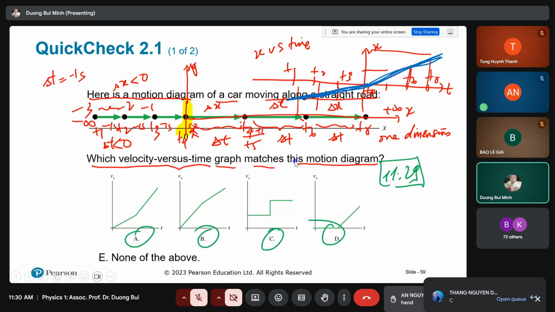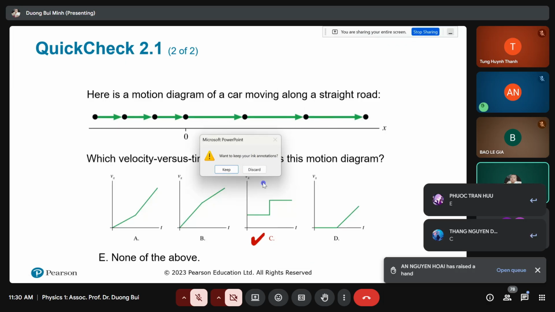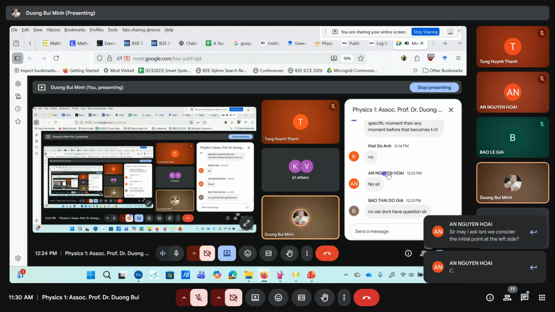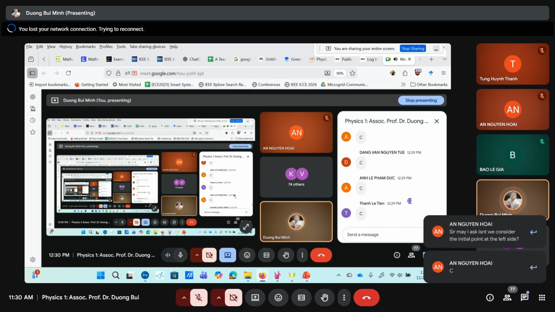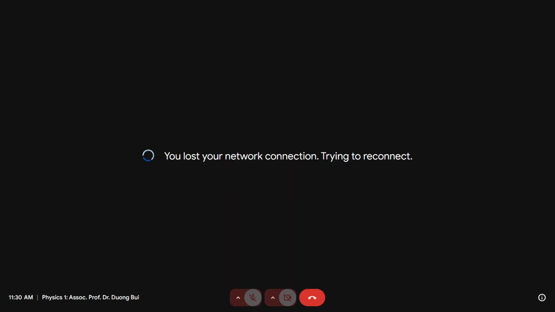Okay, so finish and the answer will be C, of course. Okay, so now, okay, so 12. That means it's 11:29, because I forgot to change the time zones.